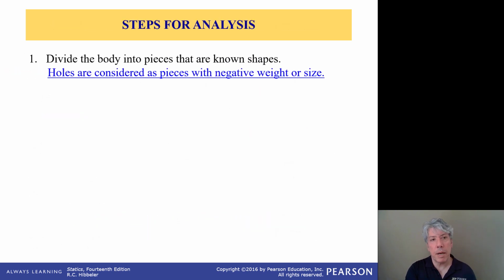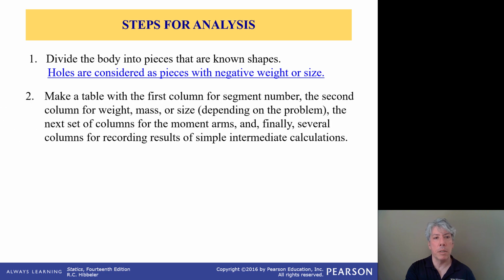So here's a step-by-step procedure. Divide the body or shape or whatever it is into pieces where it's easy to calculate properties like area or weight or whatever the case may be, and locate the centroid for each of those individual pieces. Now, as we said, holes or things that are missing are really like shapes that have negative weight or negative size or negative area. And so that's a common technique for dealing with holes in parts.